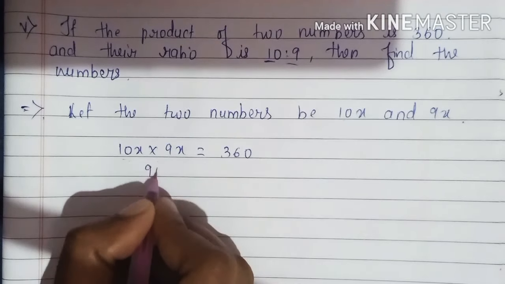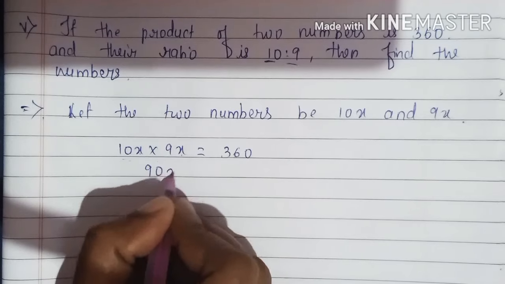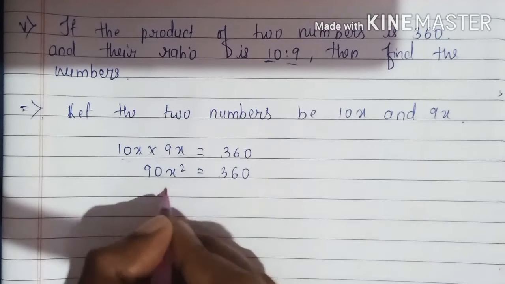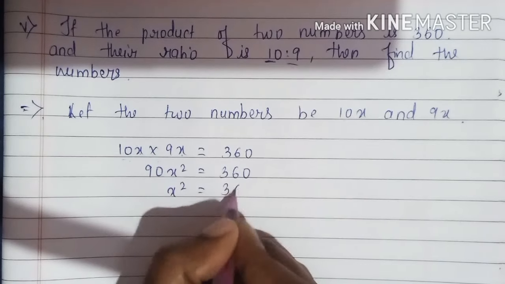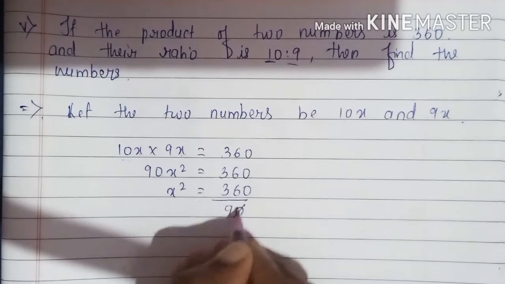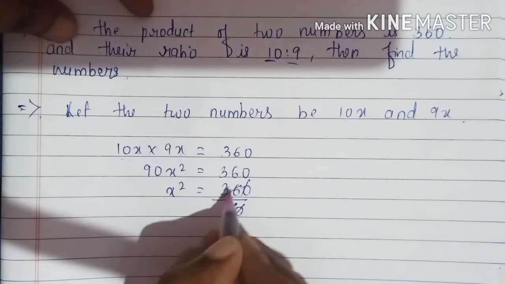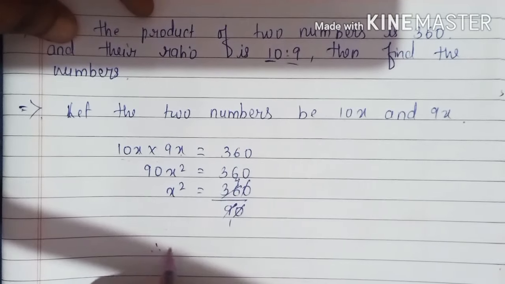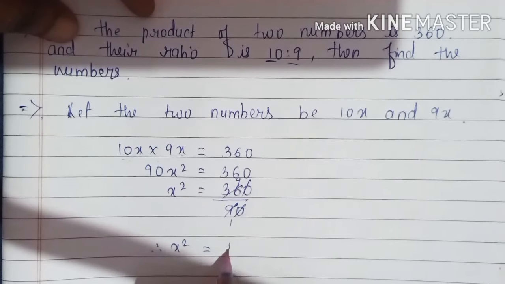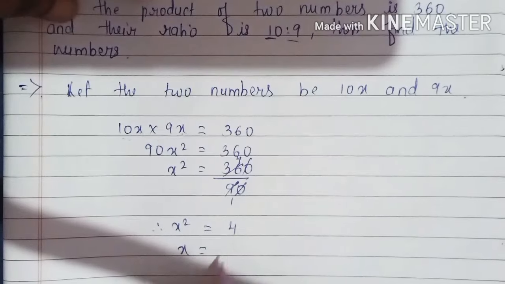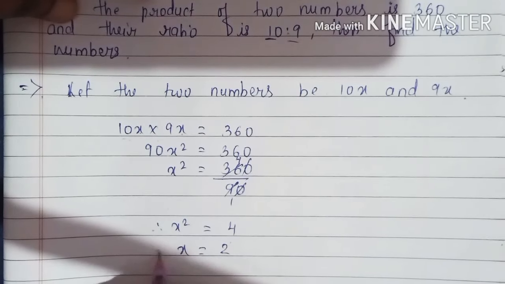10 9s are 90. And x into x, x square is equal to 360. Now take this 90 on the right hand side. So this will become 360 upon 90. The 0 will get cancelled. Here 9 1s are 9, 9 4s are 36. So x square is equal to 4. If I take square root on both the side, the square root of 4 will be 2. So therefore x is equal to 2.